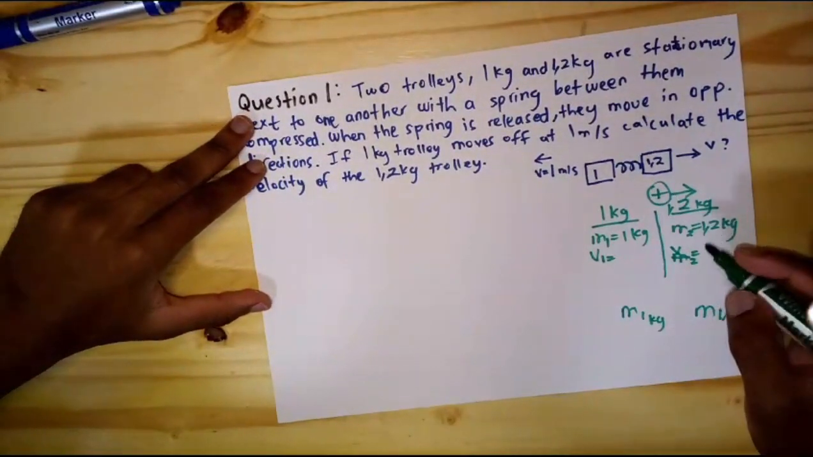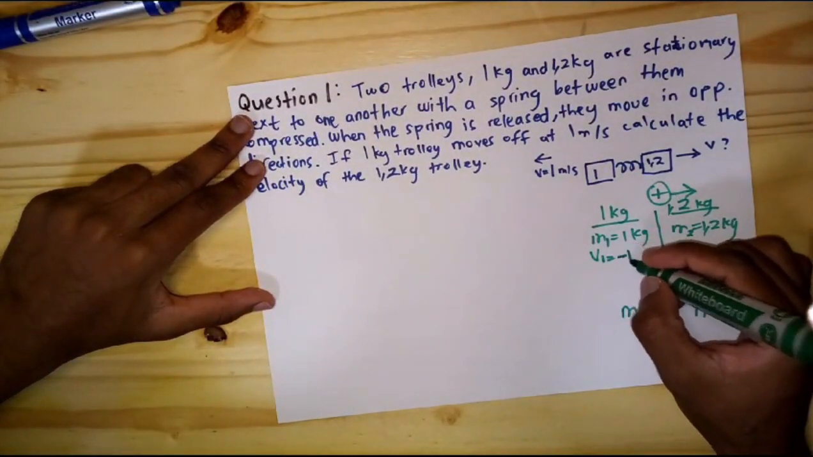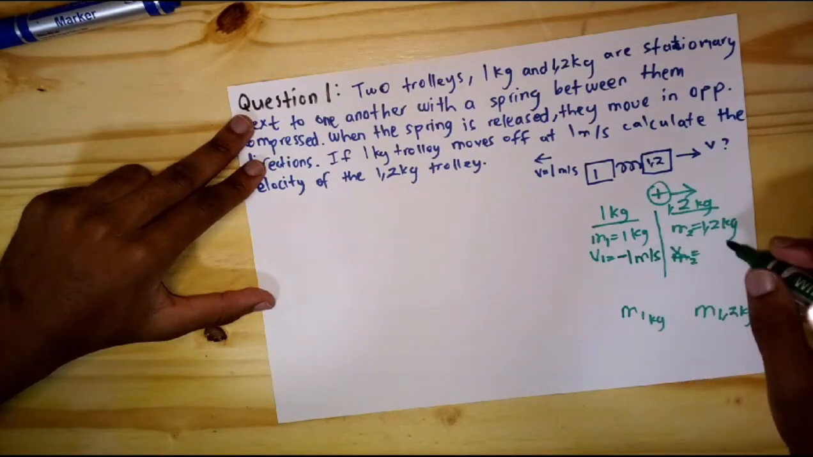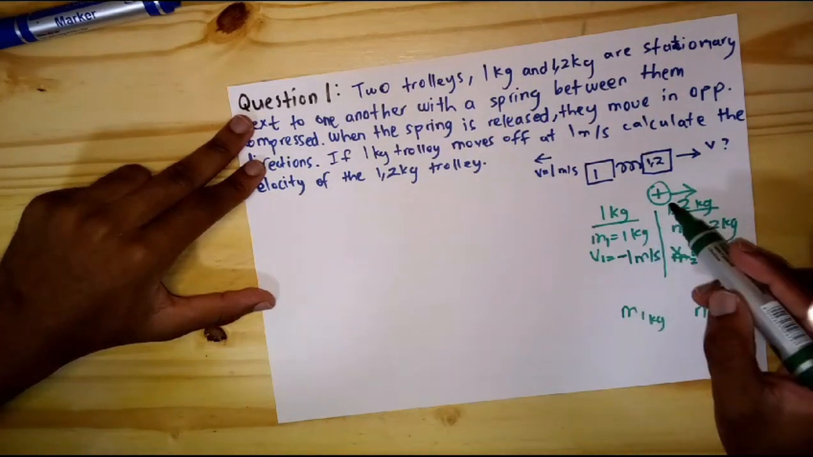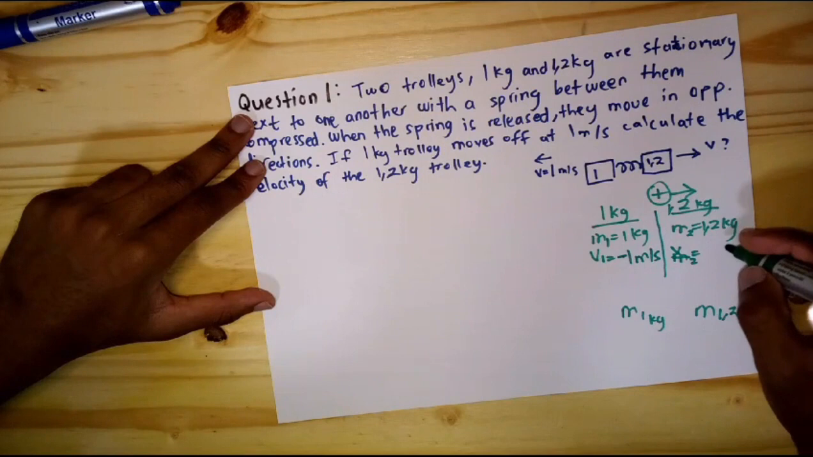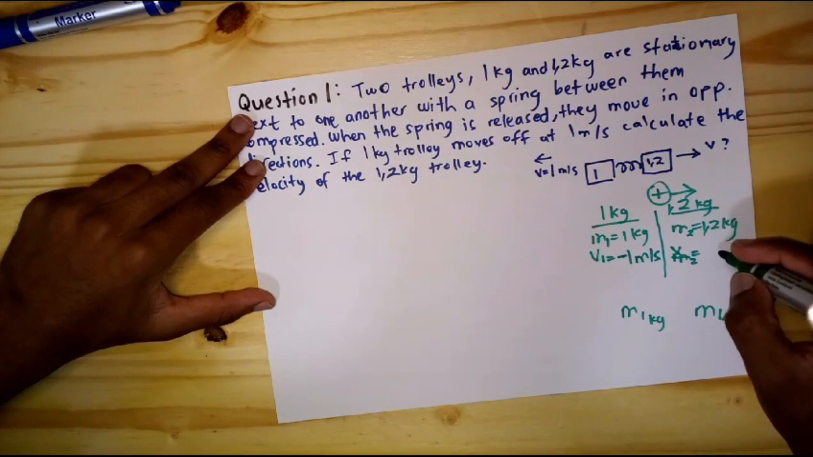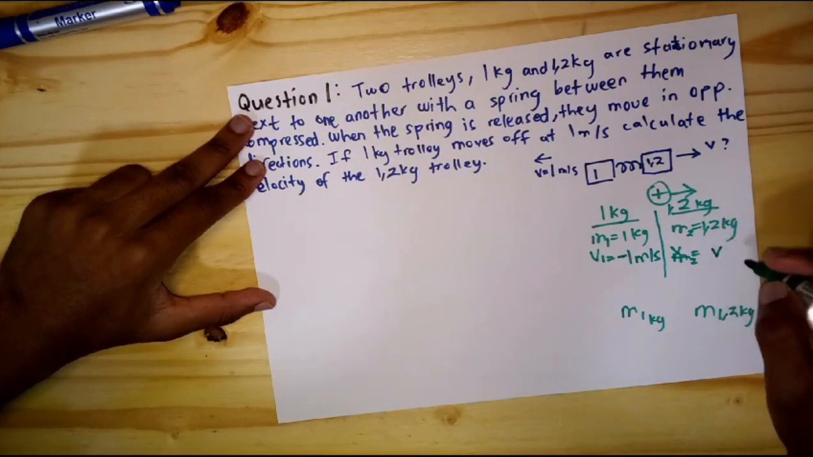So the velocity of the 1 kg trolley is going to be negative 1 meter per second. Why is it negative? Because the direction we chose as positive is to the right. And the unknown velocity, we're just going to write v.